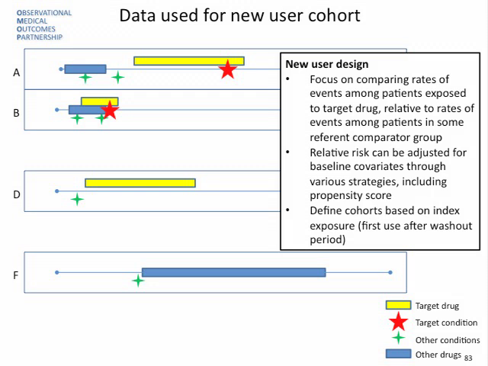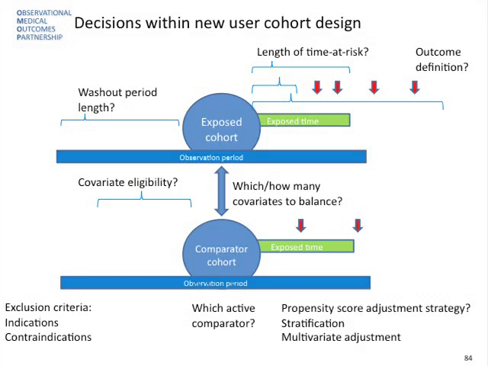This is a slightly different representation, but it's meant to reflect all of the possible decisions that one needs to think about when instituting just what seems to be a fairly simple new user cohort design. We have to think about how long we make the washout period prior to the initial exposure. Those of you who've worked with these databases know that the more restrictions you put on, especially claims data, the smaller and smaller your population becomes.